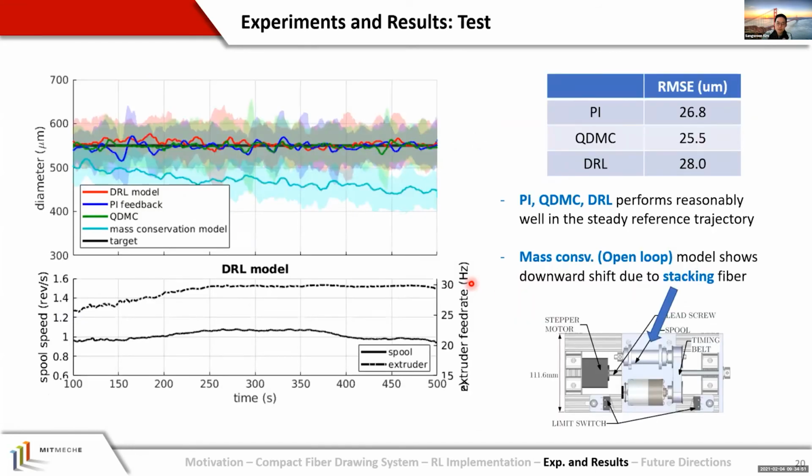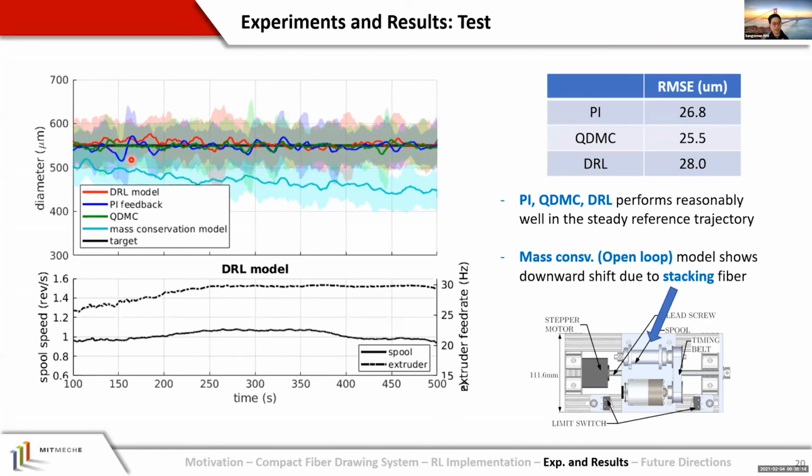So first, we tested our controller on this single steady trajectory at around 550 microns. And as expected, all of the PI, QDMC, and DRL performed reasonably well, and there was no significant difference in performance.